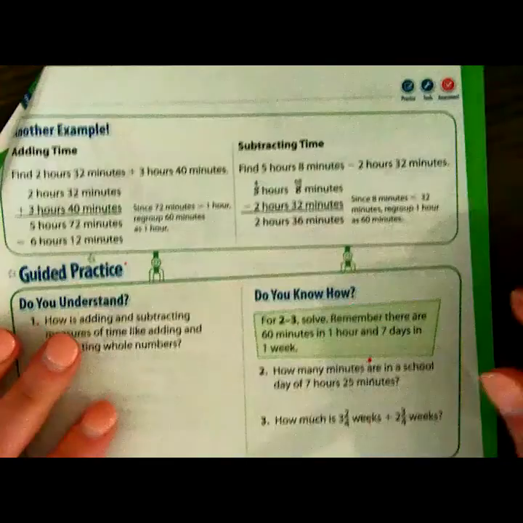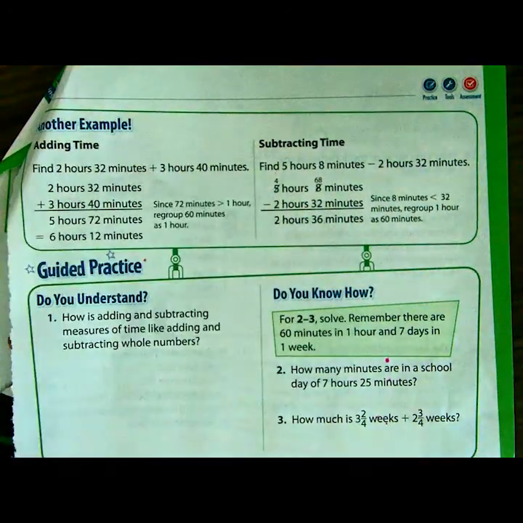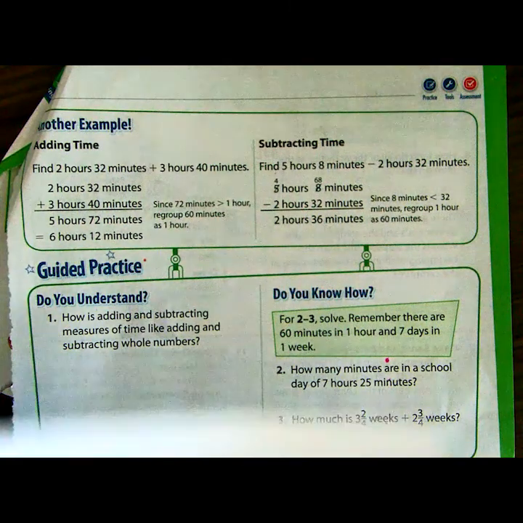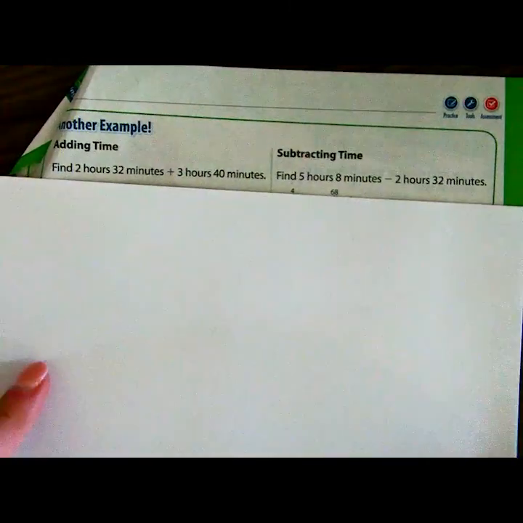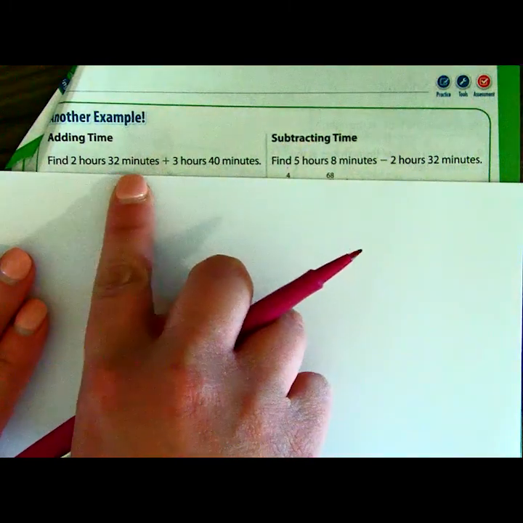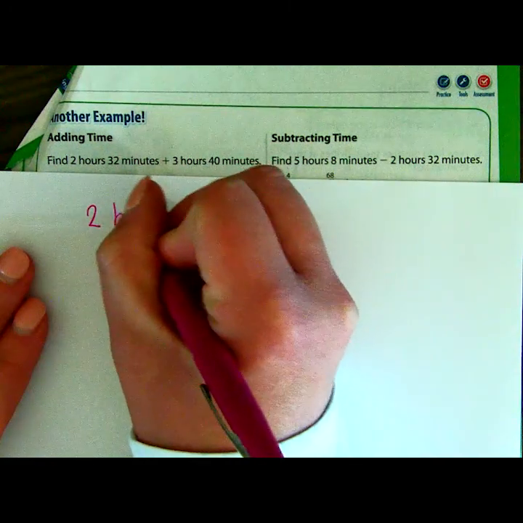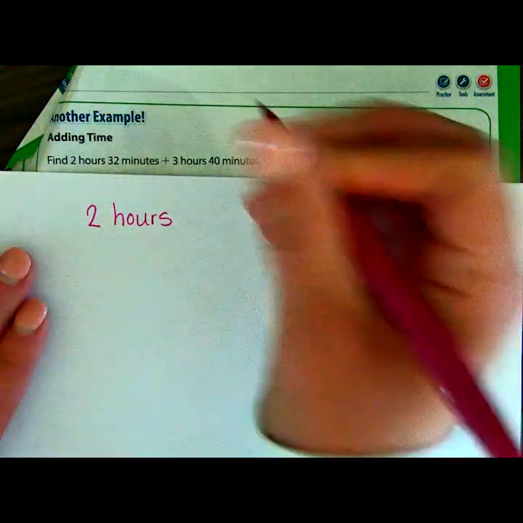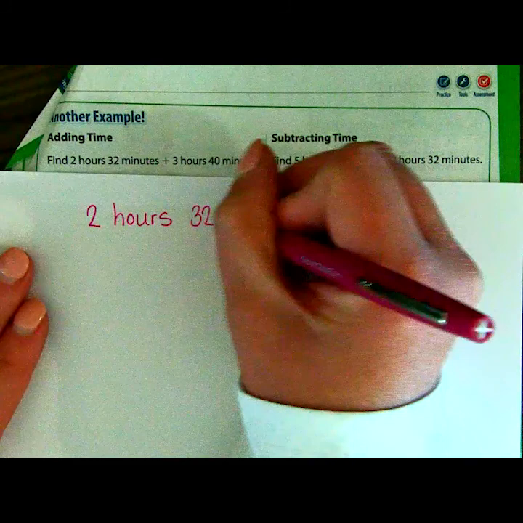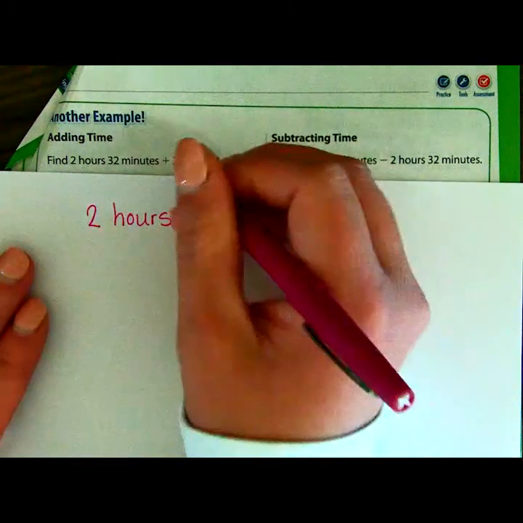I'm actually going to get a separate sheet of notebook paper to do this problem with you guys to walk you through. They want you to find 2 hours and 32 minutes plus 3 hours and 40 minutes. So on a separate sheet of paper, I'm going to set this up, 2 hours, 32 minutes. Sometimes you might see minutes abbreviated like this, and then 3, and you could see hours abbreviated this way, 40 minutes.